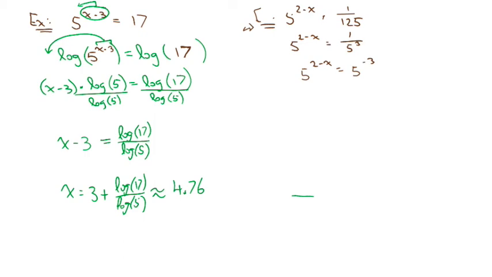So what can I do here? Well, I could ignore the 5's completely and get 2 minus x is equal to negative 3. What's x equal? 5. X equals 5. And you're done. But you could have logged both sides and gone that whole route and typed it in your calculator, and the answer would spit out as 5. It would just take longer.